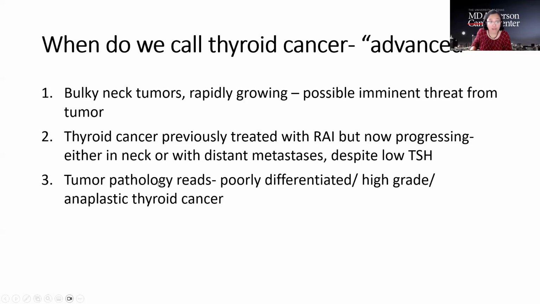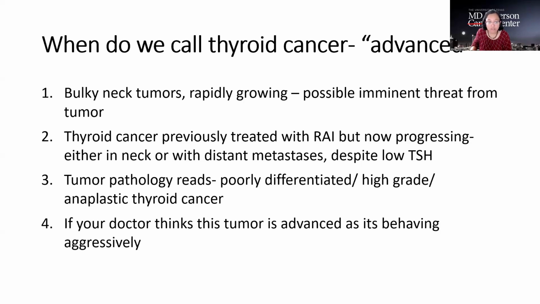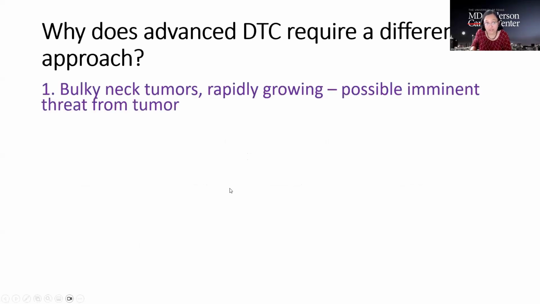Or if you have a surgical tissue or a biopsy which read poorly differentiated, high grade, or anaplastic thyroid cancer. So that means that you can't recognize whether it is papillary or follicular, a Hürthle, or what it came from. Or if your doctor thinks that this tumor is now advanced as it is behaving aggressively, that is, if they don't do something or whatever they are doing right now is not working for it.